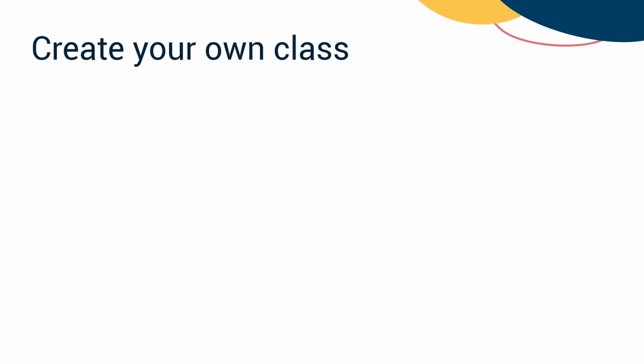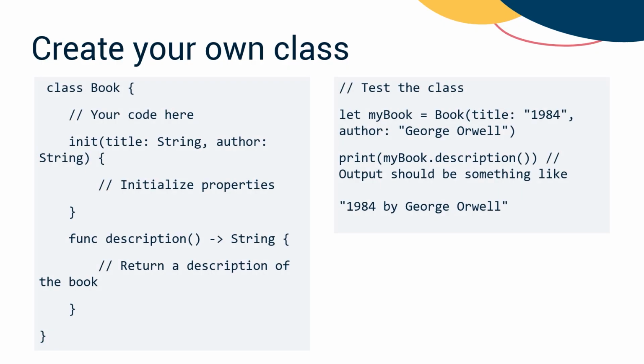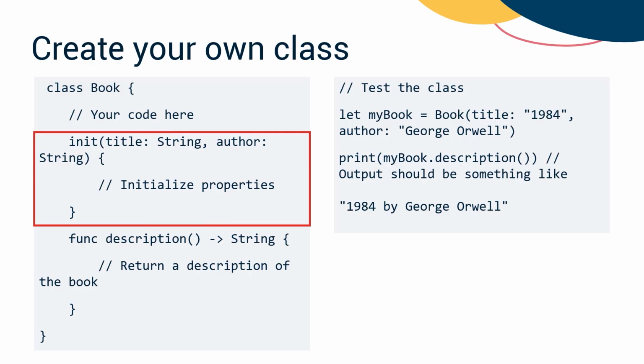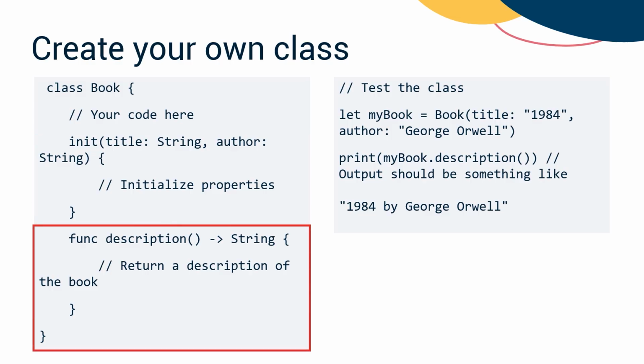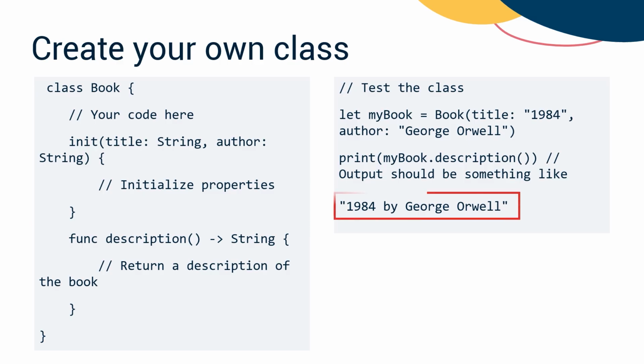Before delving into Swift's next component, let's demonstrate the steps you learned earlier and create your first class. Here, the Books class has the properties title and author. This part of the code illustrates the method description that returns a string describing the book. Now let's check out the output of your class.